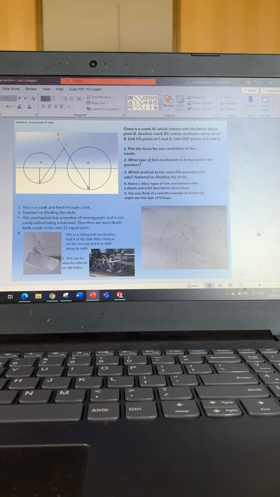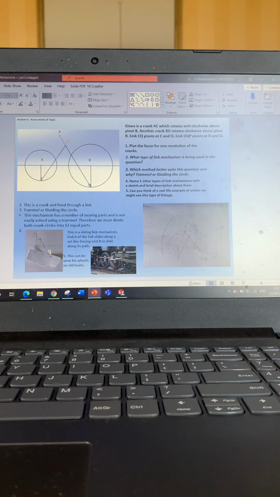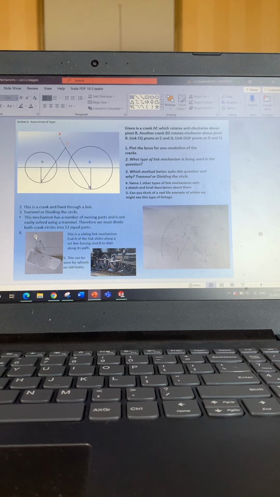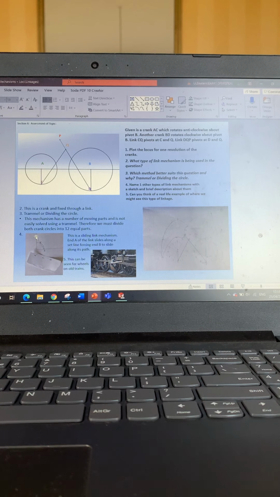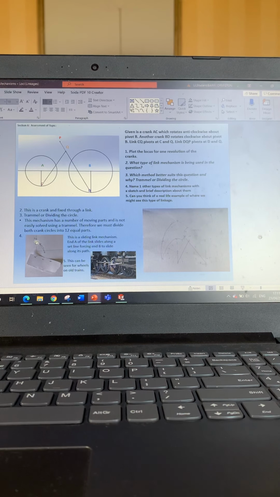The next part of this question is to name another type of link mechanism and give a brief description of it. For example, I did one on a sliding link mechanism with a Trammell. Briefly, with your Trammell, A stays along A, B stays along B, and you plot P in the middle to get the trace of it.